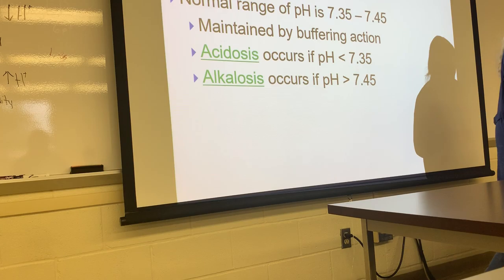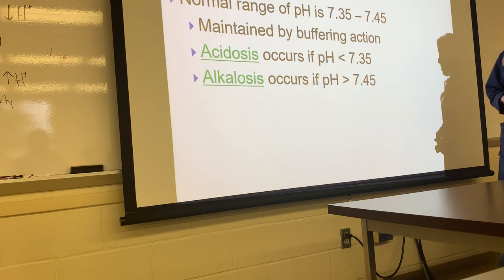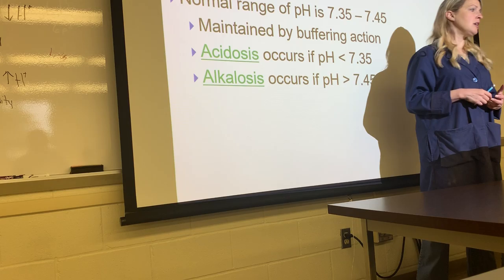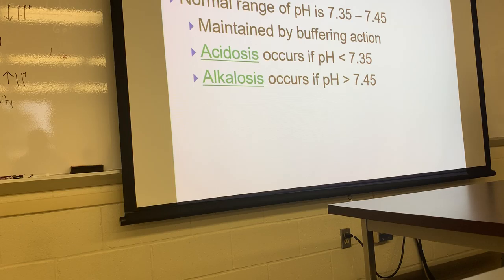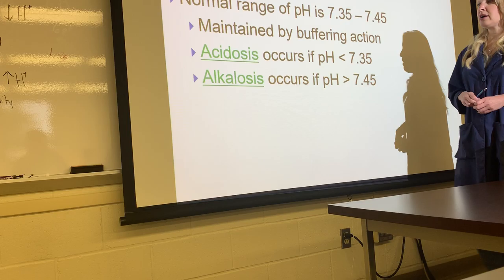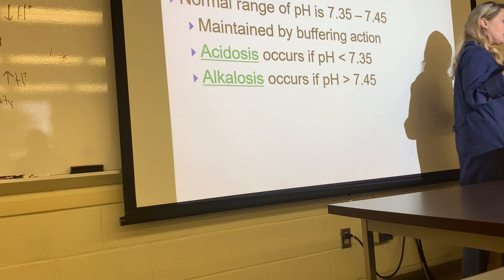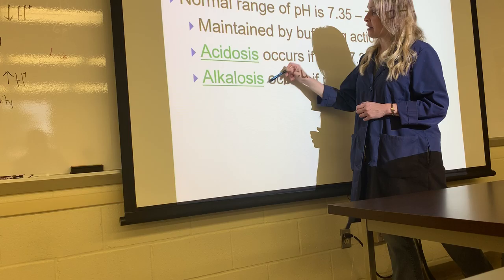Our normal pH range, as we said, is between 7.35 and 7.45, which is maintained by our buffering action, as we just described. We can use the terms acidosis and alkalosis in a couple of ways. In general, acidosis is used if a pH in the blood gets lower than 7.35. Alkalosis, if the pH is above 7.45, it's too alkaline or basic. We can also use the terms respiratory or metabolic in front of these terms. Respiratory acidosis and alkalosis occur because of carbon dioxide levels. So it has to do with carbon dioxide and respiration.